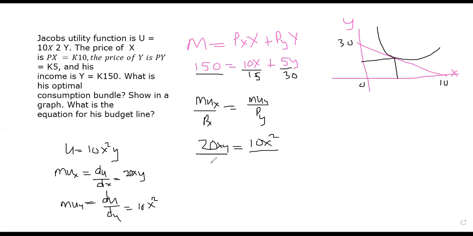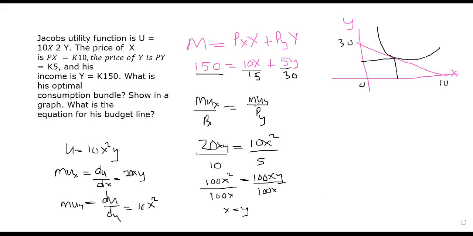We divide both sides by the prices. The price of good x is 10. The price of good y is 5. You can cross multiply if you want. 10 times 10x² is 100x². 5 times 20xy is 100xy. So what's common throughout? There's 100 and there's an x. So you can divide by 100x on both sides. What remains inside? X is equal to y.